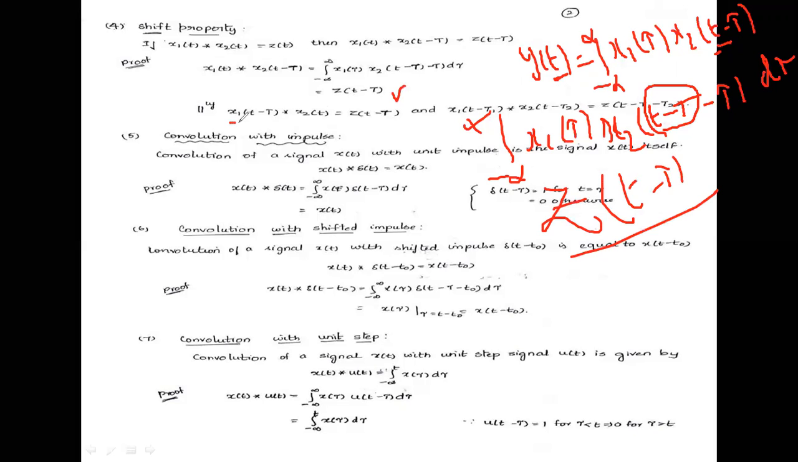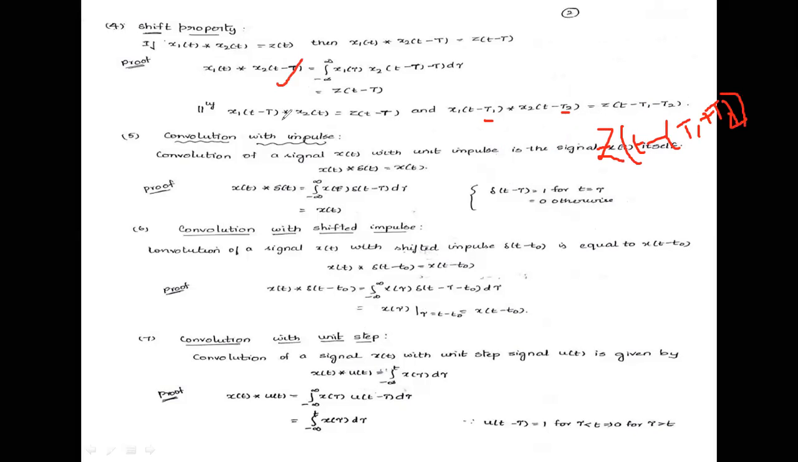Similarly, when the input x1 is shifted, the output is also shifted. And if both the signals are shifted, t minus t1 and t minus t2, what is the output here? The sum of the two shifts: z of t minus of t1 plus t2. The sum of the two signals' shifted values, t1 and t2 here.